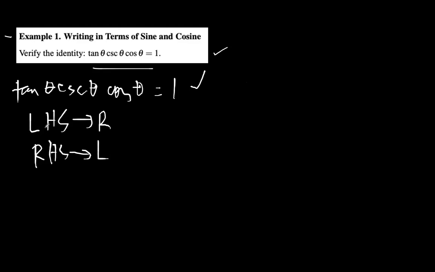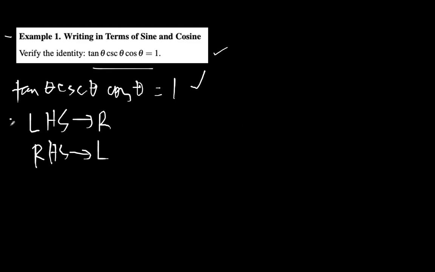Gagamitin mo yung left-hand side, simplify mo yung left-hand side papuntang right. So dapat you'll end up at 1, or the other way around, you work at 1, and you should be ending at the left-hand side, which is tangent theta, cosecant theta, and cosine theta. Or you can do both, pero you can manipulate them independently from one another. So work on the left-hand side and work on the right independently at the same time.